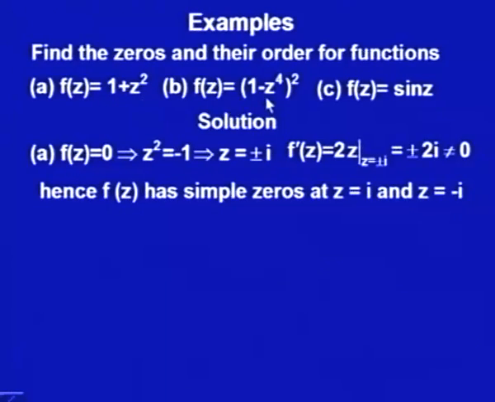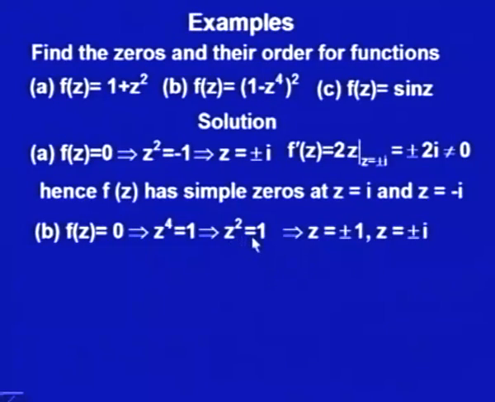Now, let us come to the second function, (1 minus z to the power 4) whole square. If I equate it to 0, what would I get? I would get that z to the power 4 is equal to 1. This implies z square is equal to 1, or, why am I taking it plus 1 only, why not minus 1? It could be z square would be actually plus or minus 1. When z square is plus 1, we would get z is equal to plus minus 1, and when z square is minus 1, we would get z as plus or minus i.